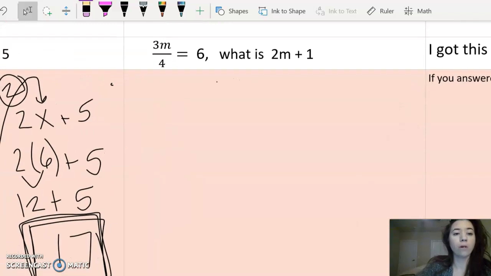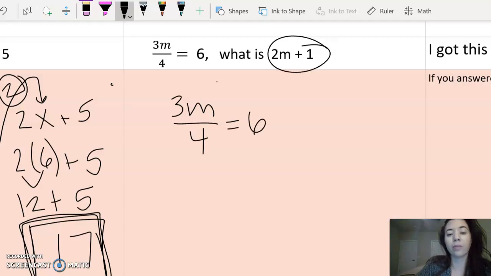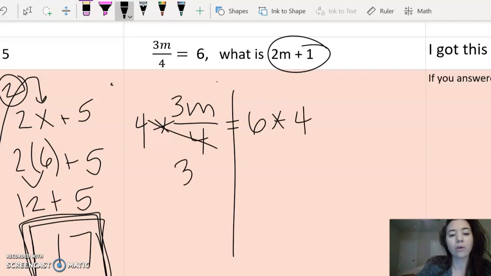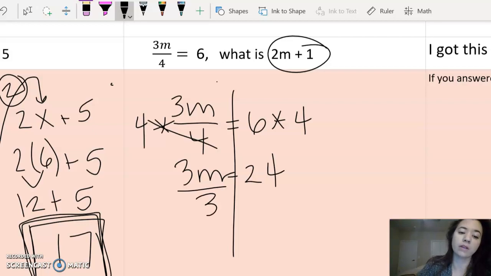Again, it's that two-part problem here, so we first need to find what m equals, so that way we can do what the problem is actually asking for. So, just like above, get rid of that division first. We get 3m = 24. Divide both sides by 3. And we get m = 8.